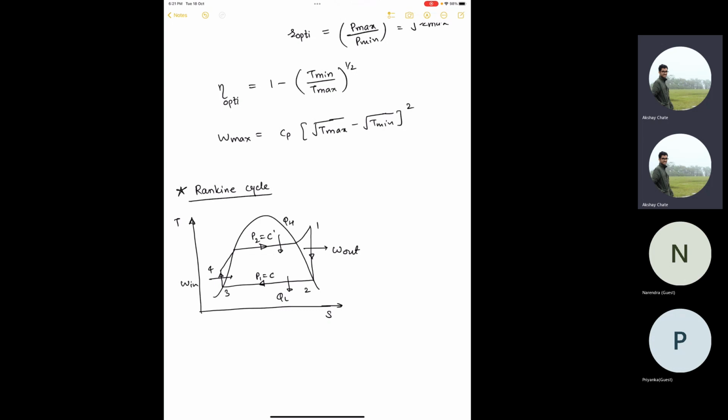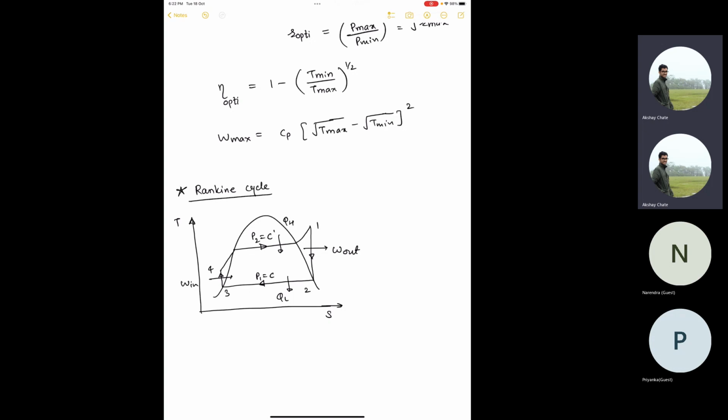And this 1 to 2 process, which is a turbine output process, becomes inside the dome. That one point will be the saturated vapor point, and the whole expansion will be inside the dome, and that causes a turbine erosion problem because the quality of steam at the outlet of the turbine is low, so there is moisture content, which can cause a turbine blade erosion problem.